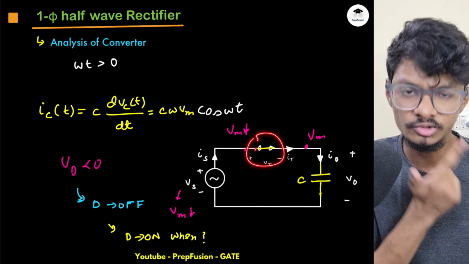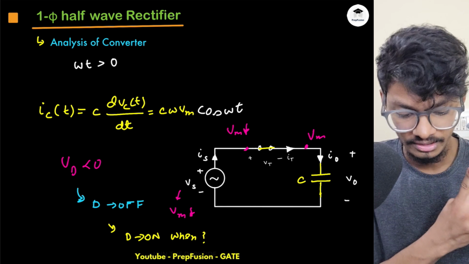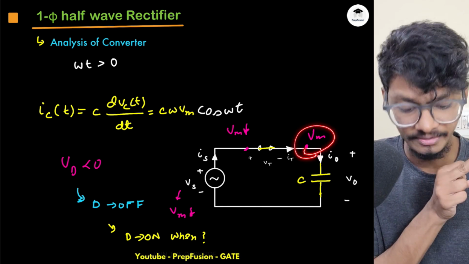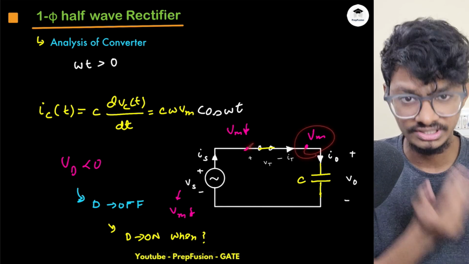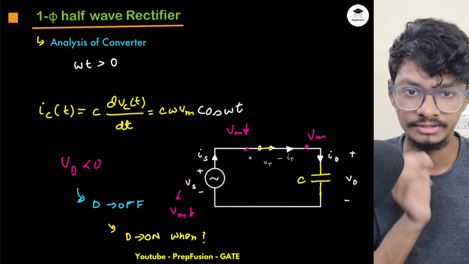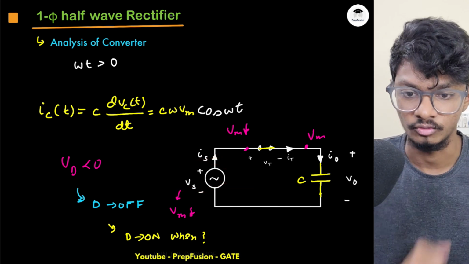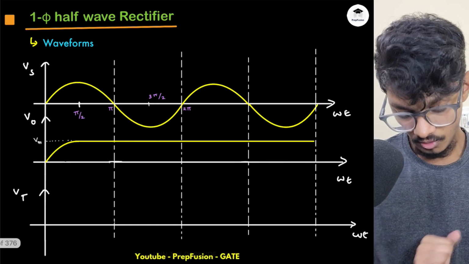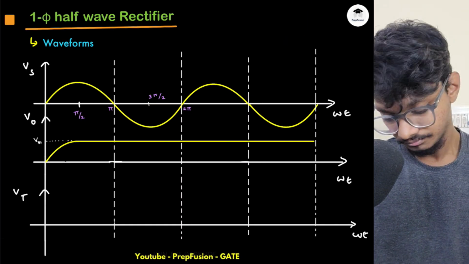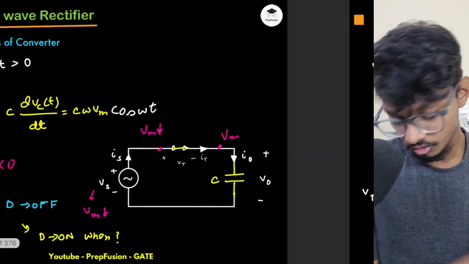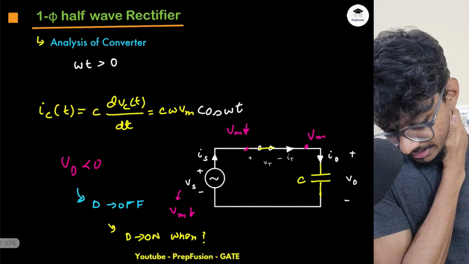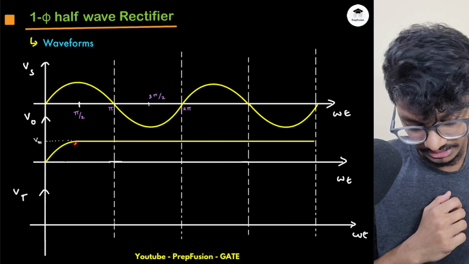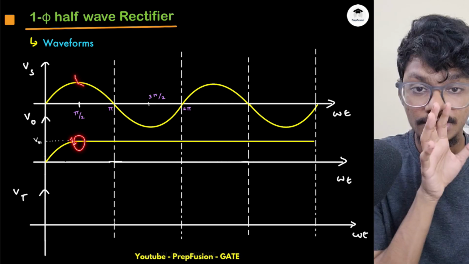Because for it to be on, the anode to cathode voltage needs to be positive. Basically, the cathode voltage is fixed at Vm, so the anode needs to be greater than Vm, which is never possible because this supply can only provide Vm. Okay, that is the case. Now what I can say is that at pi by 2, the supply gives Vm and then the capacitor remains at Vm.